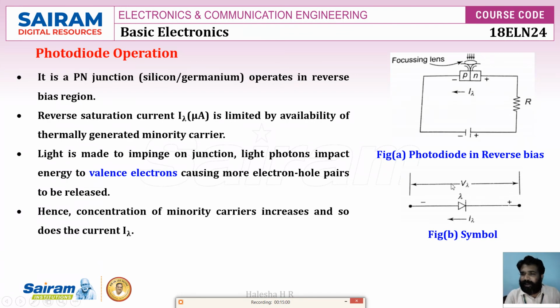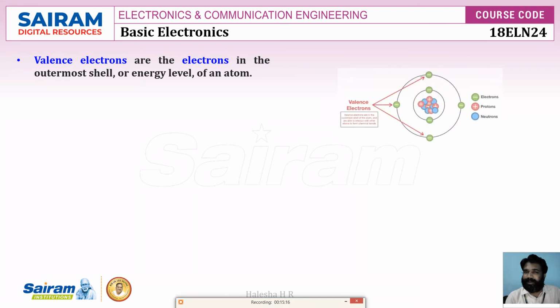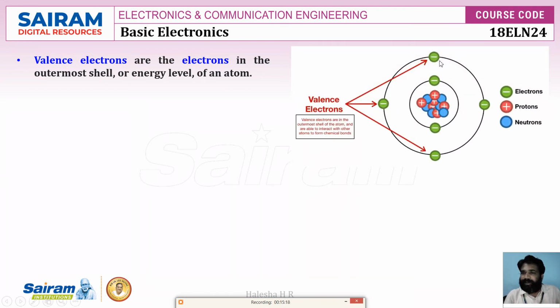And this is the simple symbol. Remember, observe that I lambda flows in the reverse direction. So valence electrons are the electrons in the outermost shell or energy level of an atom. So these are the valence electrons in the outermost shell.